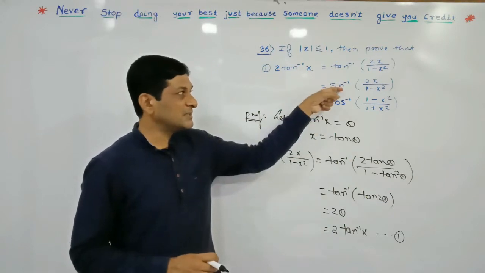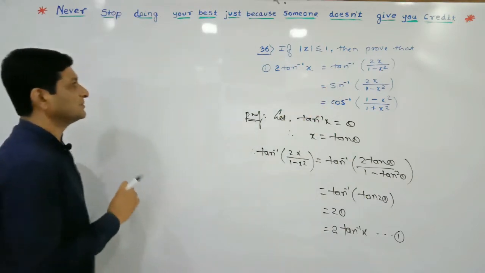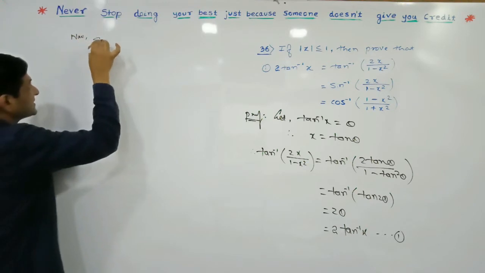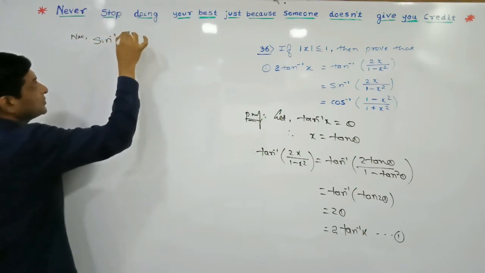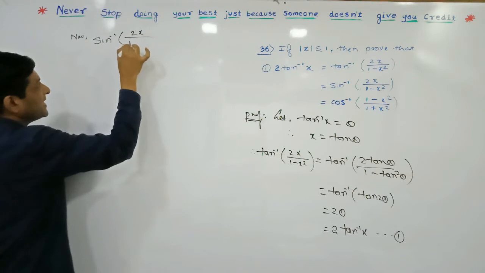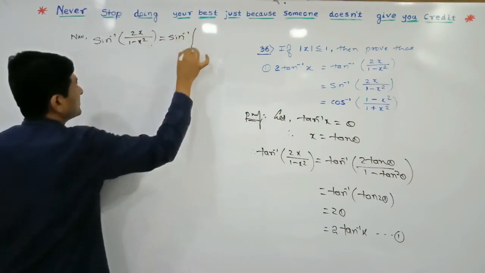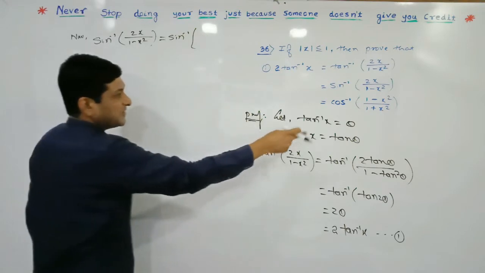Now consider the second part, that is sin inverse of 2x upon 1 plus x square, which is equal to sin inverse of, here also I am replacing x by its value, tan theta.